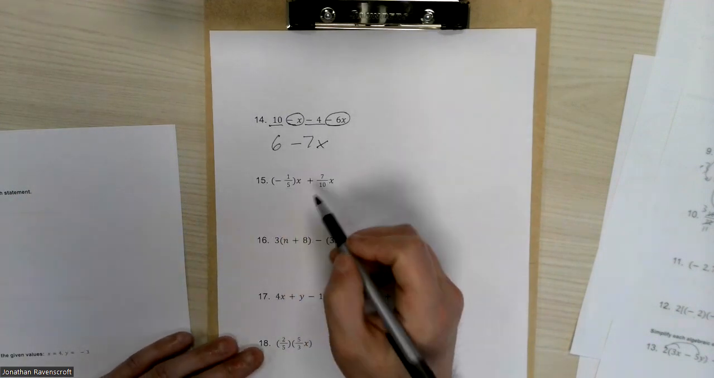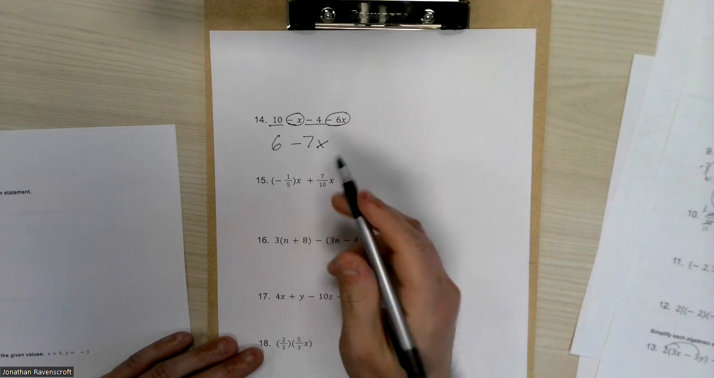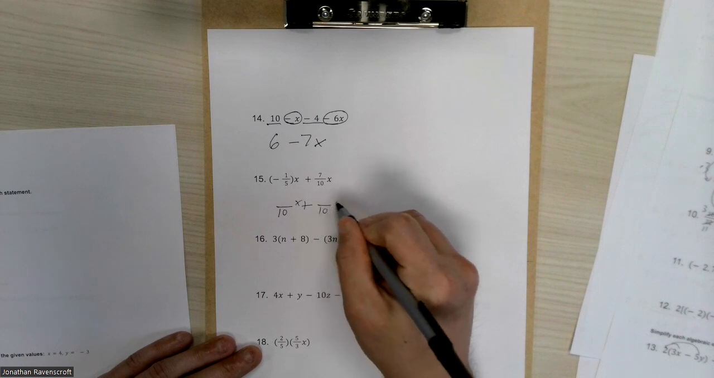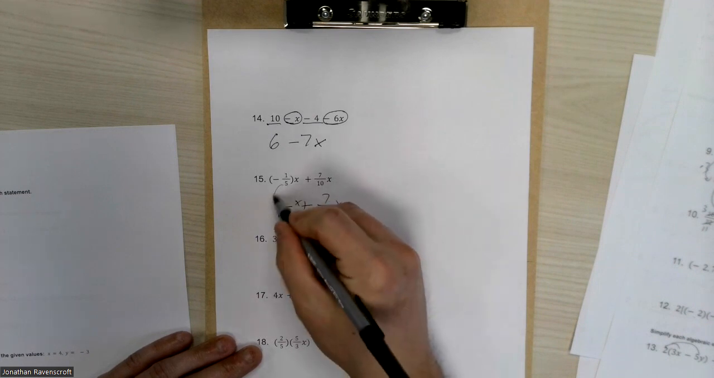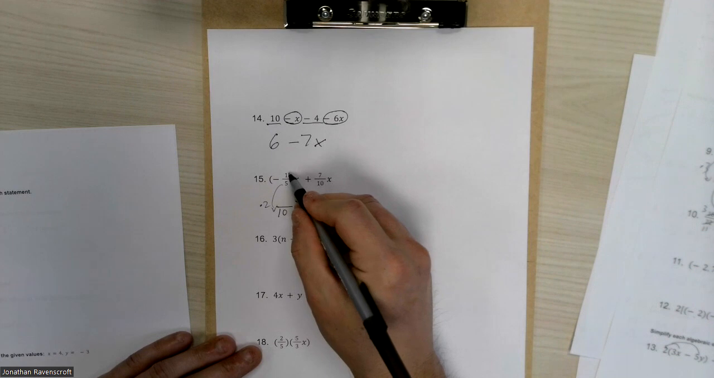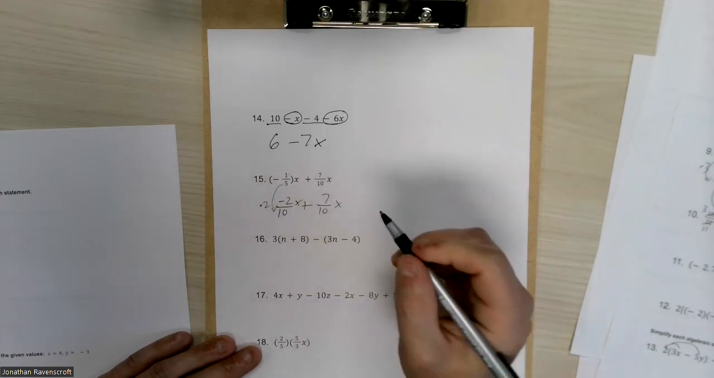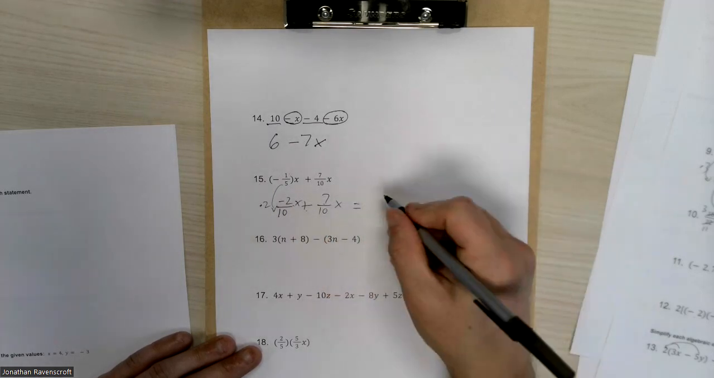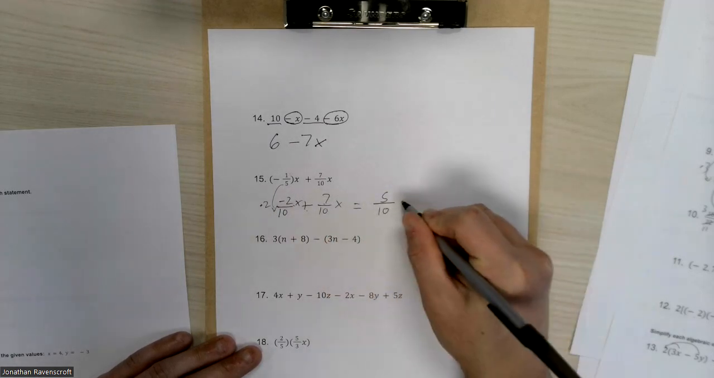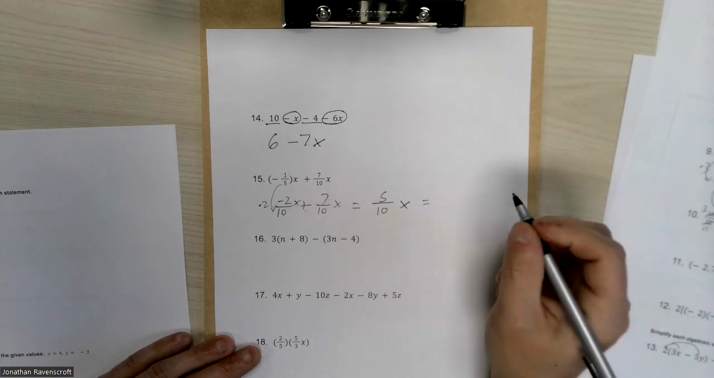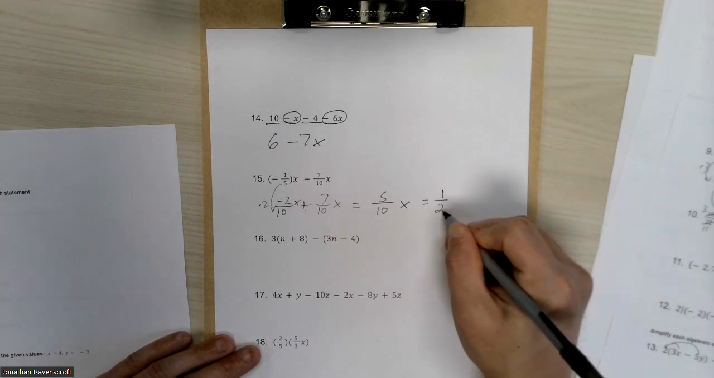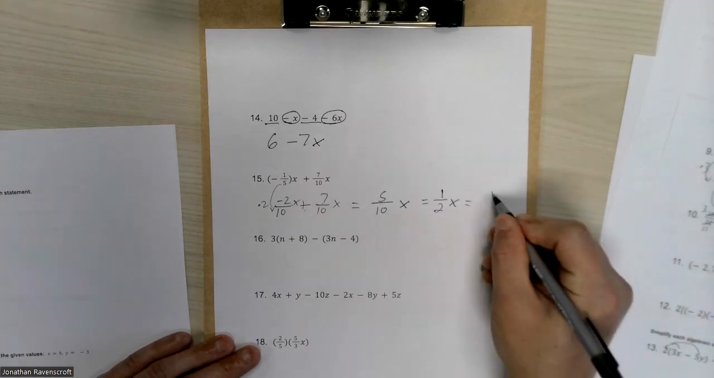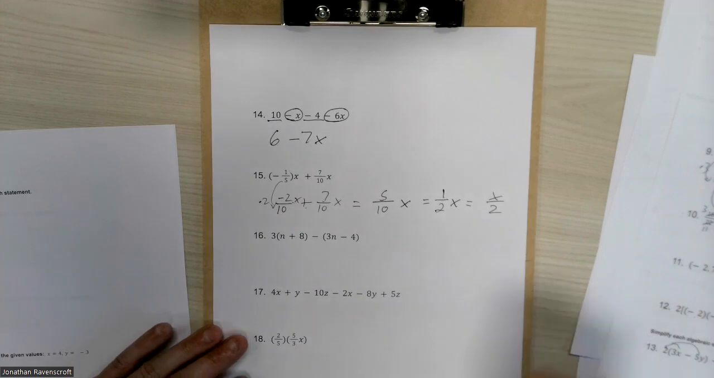Question 15, we're adding fractions. We need a common denominator. A good common denominator is 10. So we'll say times 2. Negative 1 times 2 is negative 2. Negative 2 plus 7 is 5 over 10x, which is equal to 1/2 x. And if you wanted to, you could call that x over 2. That's the same thing.